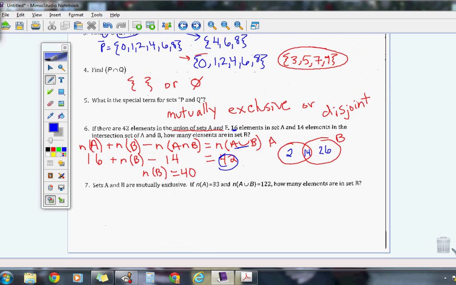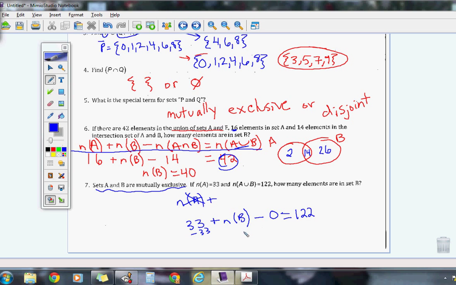All right, moving on to number 7. Sets A and B are mutually exclusive. Now, what does that mean? It means they don't have anything in common. So very simple. The number of elements in set A, plus, well, I'm not going to write it all down again, it's right there. That's the formula. So 33 plus the number in B, which is what we're looking for again, and then minus 0, because they're mutually exclusive, they don't have anything in common. So that's equal to 122. All you got to do is subtract 33 from both sides.